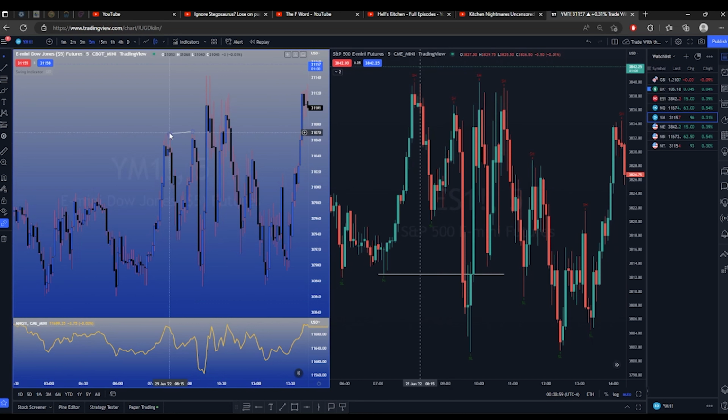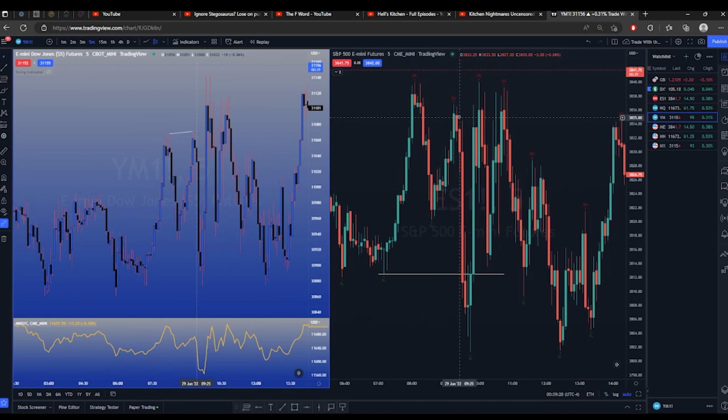It means that it was accumulating some stops right here. It went a little bit above. If you look at the top right here, you can see what the high is right there: it's 31,068. And you can see the other high right here is 31,071. So it went above this high, which makes it a stop hunt.